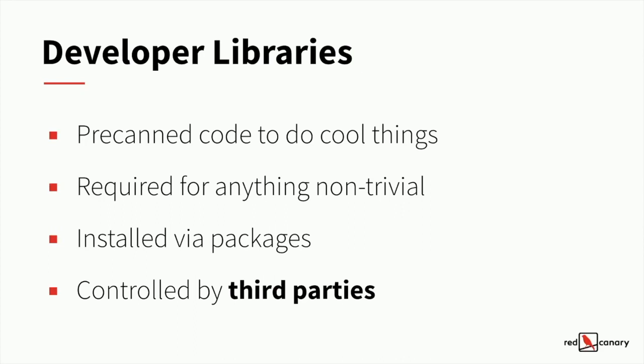So with developer libraries, these are going to be anything that's pre-canned code to do things that you don't want to program yourself. If you want to do HTTP requests in Python, you don't have to figure out how to do it yourself, just use the requests library. You can't really get away from them. It's pretty much a requirement nowadays, and they're controlled by third parties. So this is one of those things of, all right, I have to use code that somebody else has developed. I have to trust them. The question is, when does that trust come off the rails a little bit?